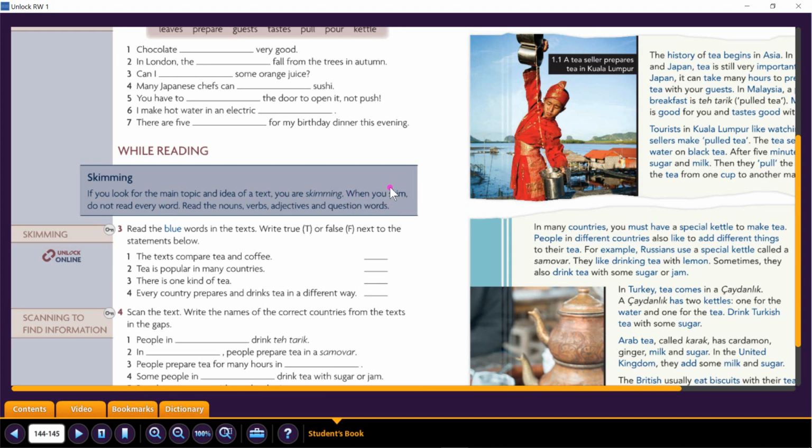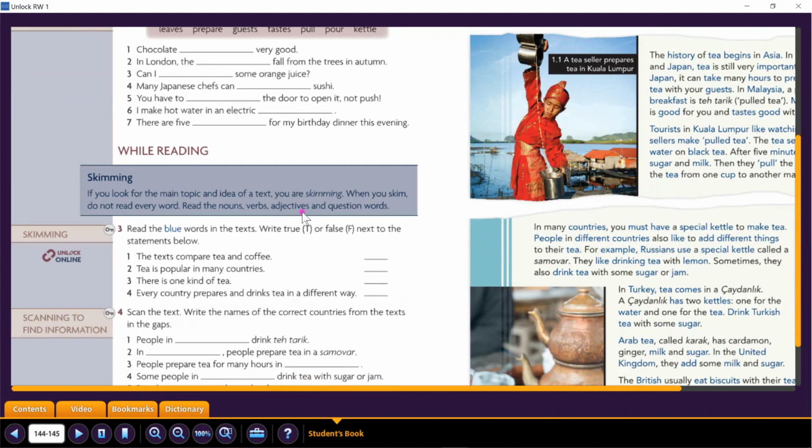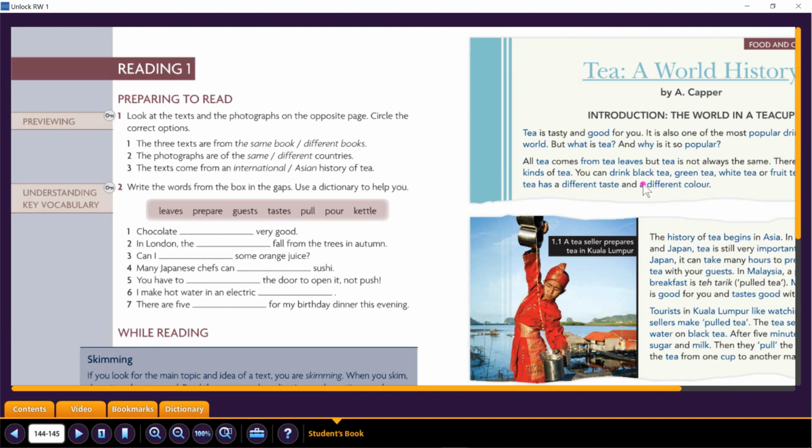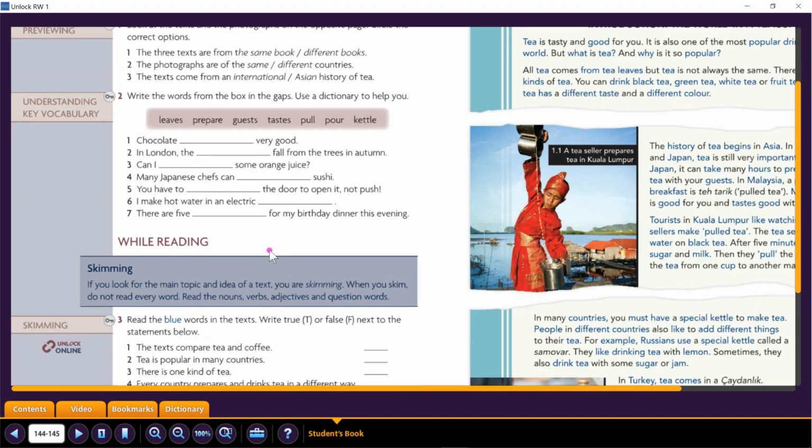Okay? When you skim any kind of texts, do not read every word. Read the nouns, verbs, adjectives, and question words. Means read the main words. Read the adjectives here, like for example, we have black tea, green tea, white tea. Read nouns, read headings, so on and so forth. So do not read each and every word here. Only look at keywords.